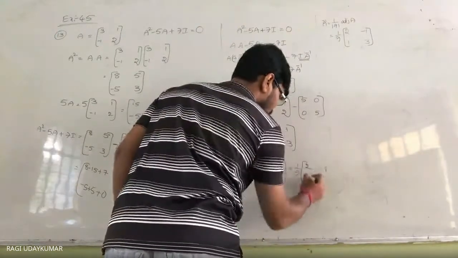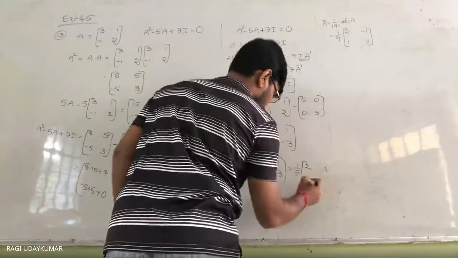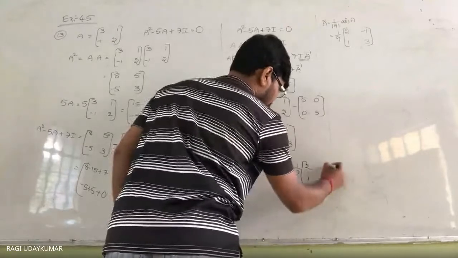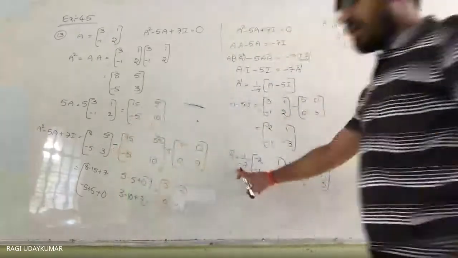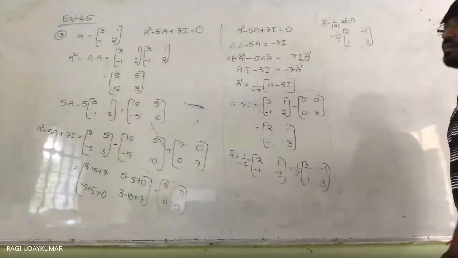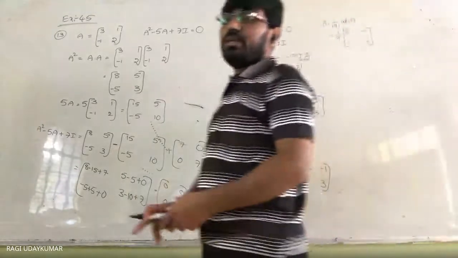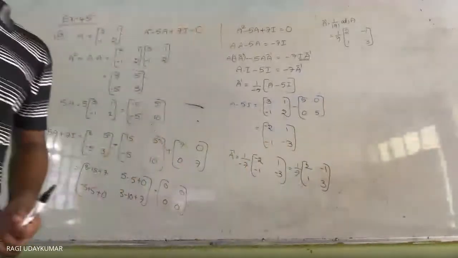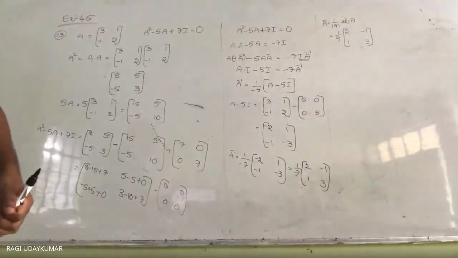2, 1, 1, minus 1 plus 3, 1 by 7. The minus 7 is multiplied inside. That's all. Like this, you need to solve this problem. I think you understood. Is it okay?